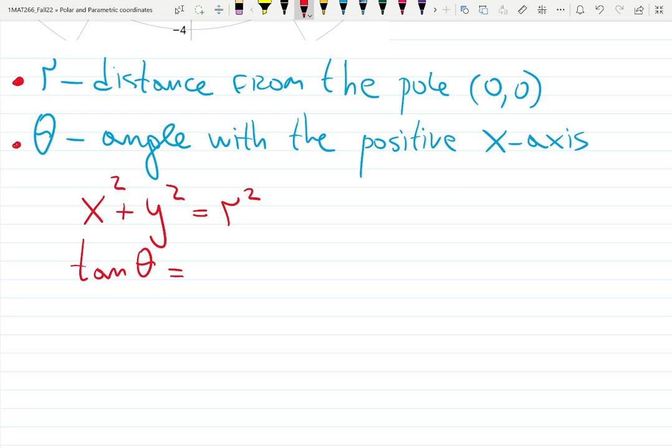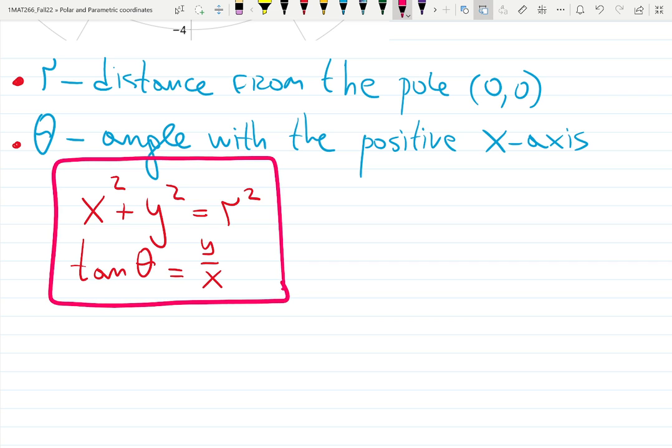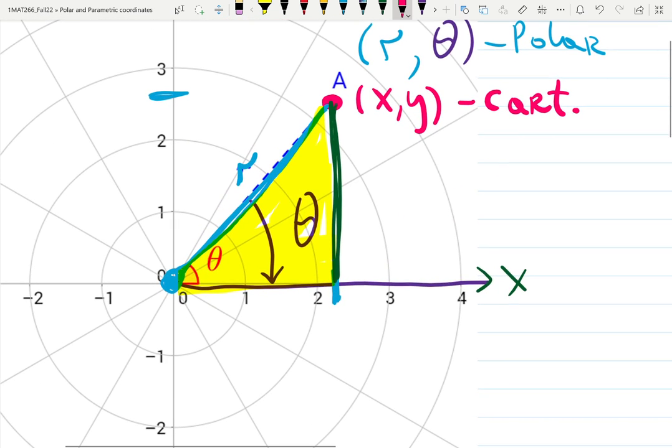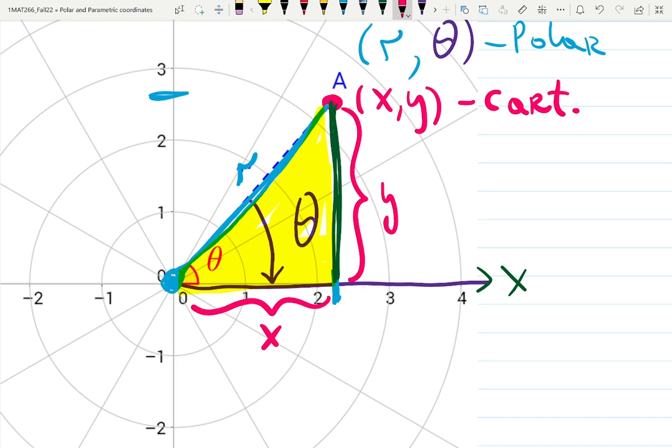Tangent theta is rise over run, y over x, where theta is the angle with the positive x-axis. These are equations that will be highly used to switch between x, y, r, and theta. It all comes from the triangle. x squared plus y squared equals r squared, and then y over x gives you tangent theta.